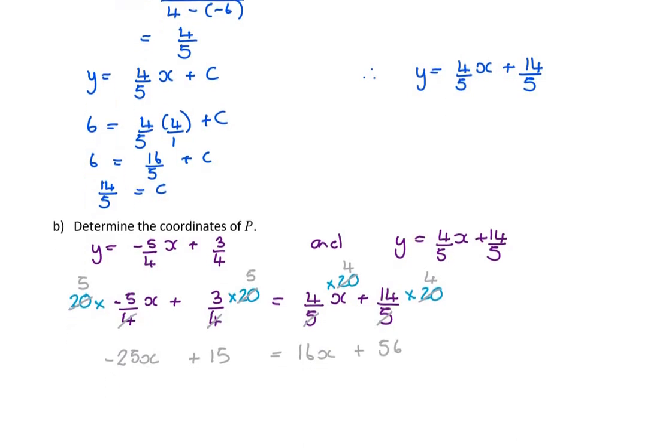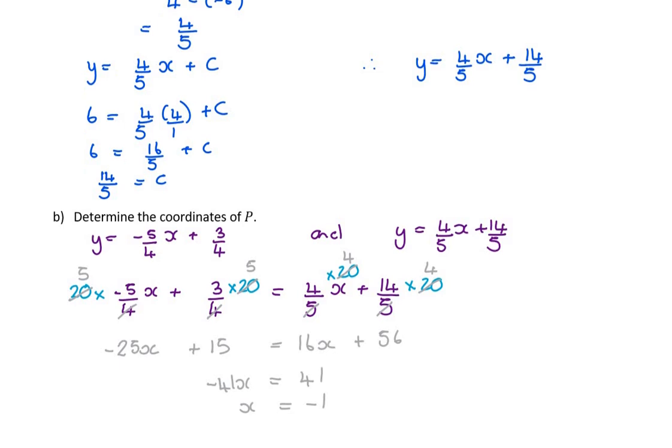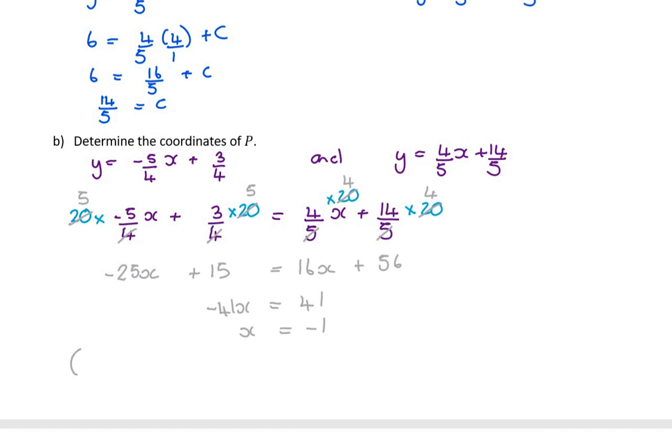So a little bit messy. So now negative 25, if I now minus 16 on both sides, I get negative 41x. And if I minus 15 on both sides, I get 41. And so what started off as a fairly mean equation actually lands up with a fairly nice answer. So negative 1 for x once I've divided by a negative 41. And that's wonderful. So p is the point negative 1 something.